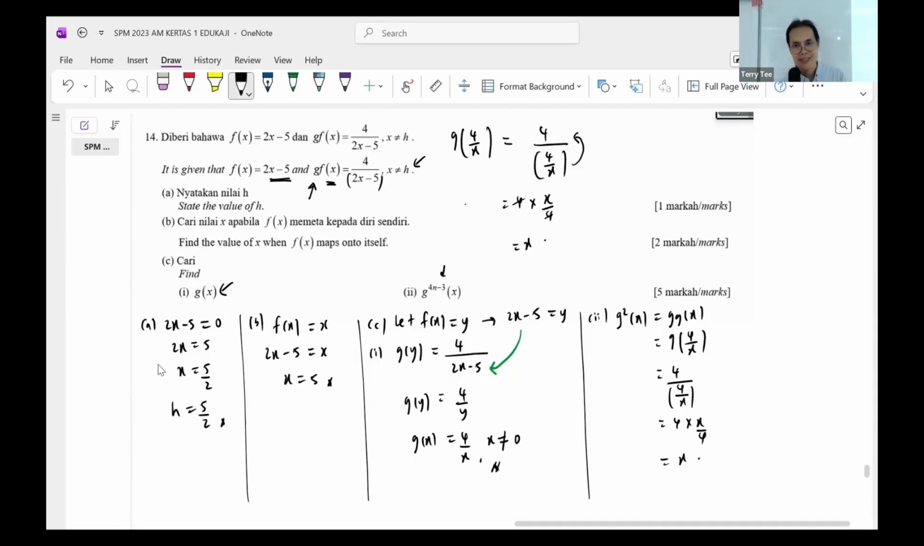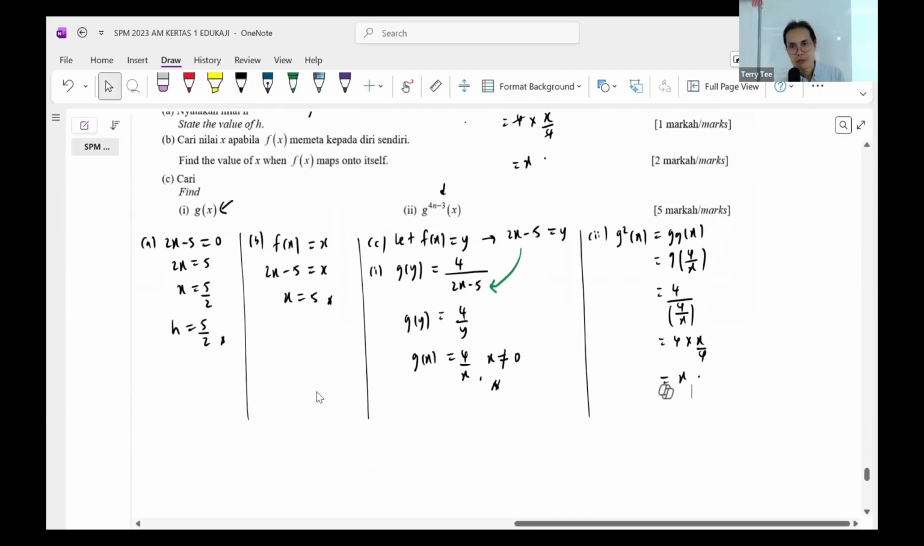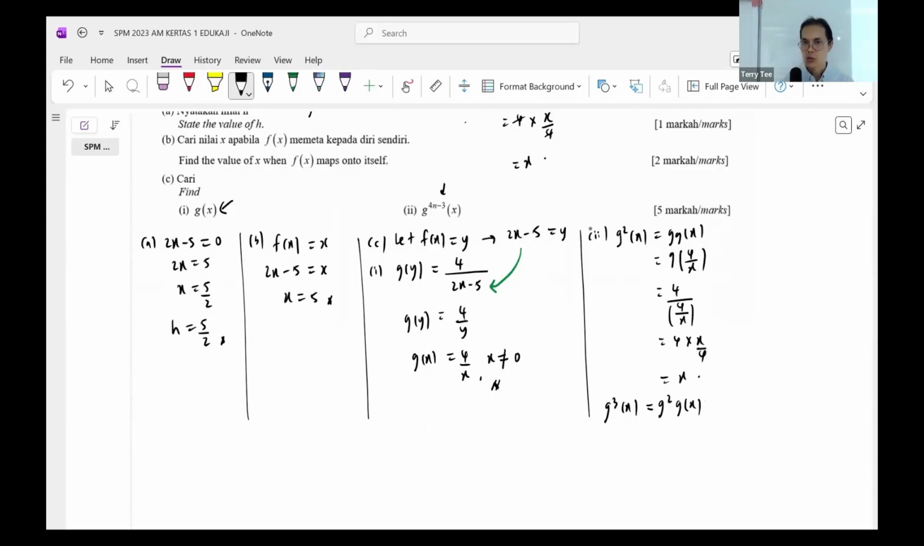Okay, I think I don't have enough space. I'll have to continue, move down here. Now, this is your g2. Let's do g3. What is g3? Actually, you can tell already from this pattern. g3 means g2 of g(x). Every g2 maps onto itself. So if I say g2 bracket is bracket, if I put g, what is this? This is g, right? Yes, g2x maps onto itself. So this is the same as g(x). g3 equals g(x), which is 4 over x, right? You can write x not equals 0.